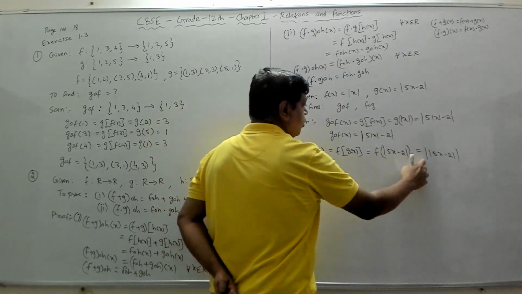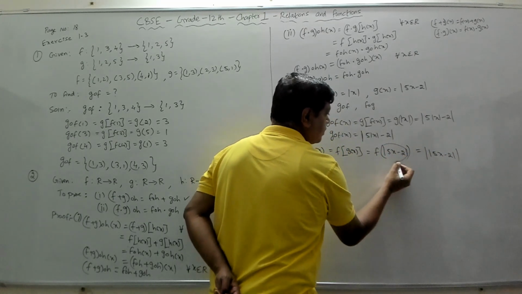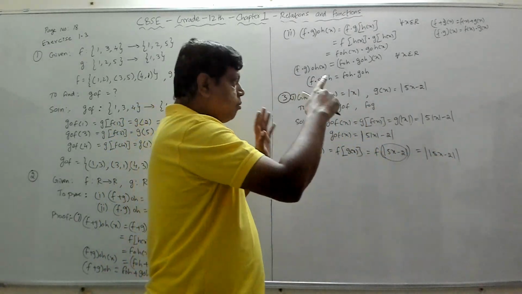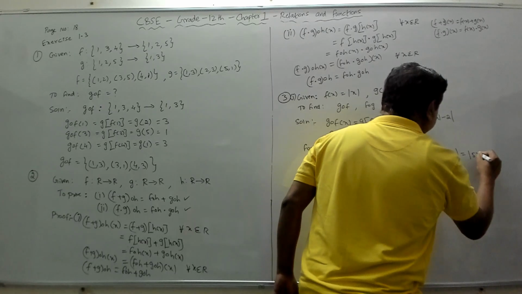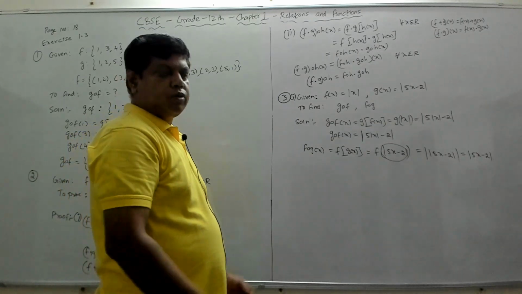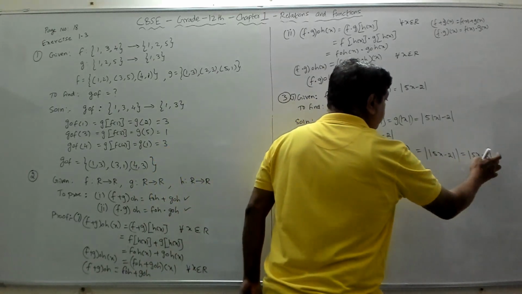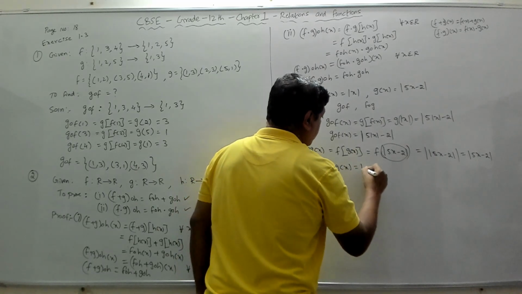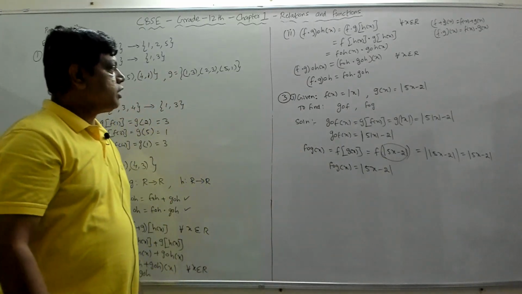This is like f of x equal to mod x. So this entire value, including the mod, is called x. So we should put mod x, which means mod of phi x minus 2, which is the same as mod of phi x minus 2, because the mod is already an absolute value. So your f of g of x is equal to mod of phi x minus 2. Fine, so we have found g of f and f of g.